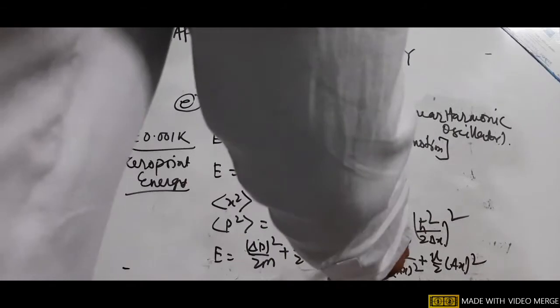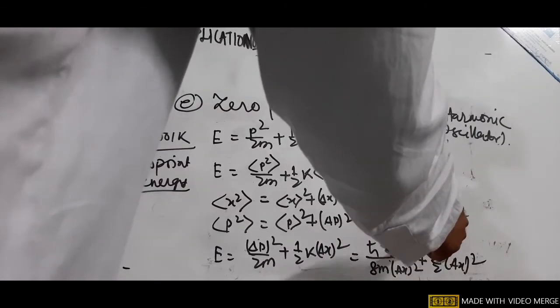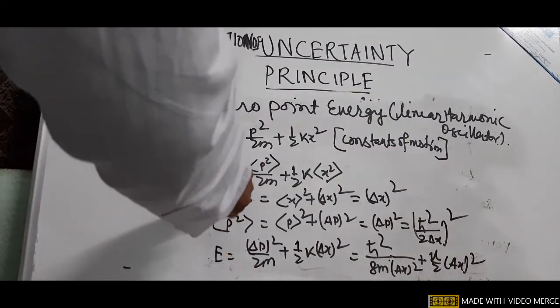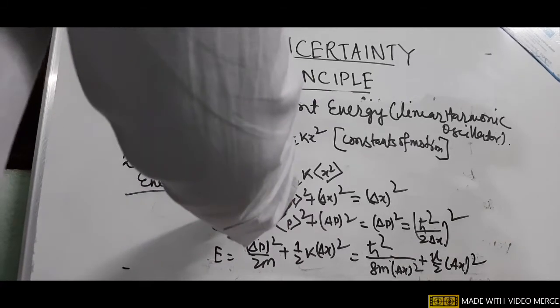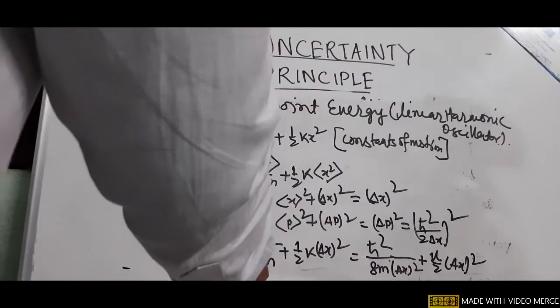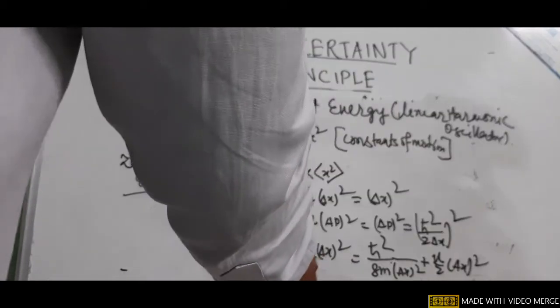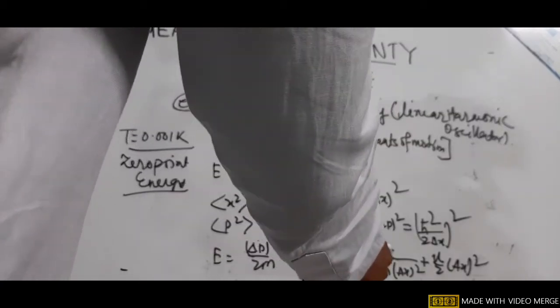So del p squared equals h squared by 4 del x squared. If you write down here the values of p squared average and x squared average, it will be del p squared by 2m plus half k del x squared. So it is h squared by 8m del x squared plus k by 2 into del x squared.